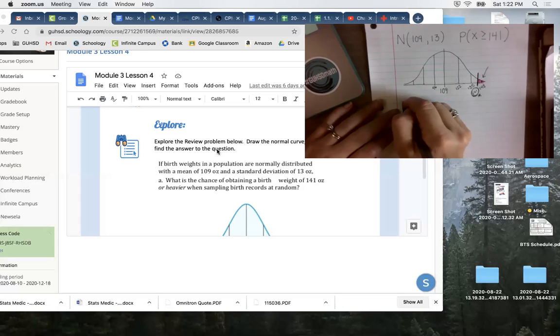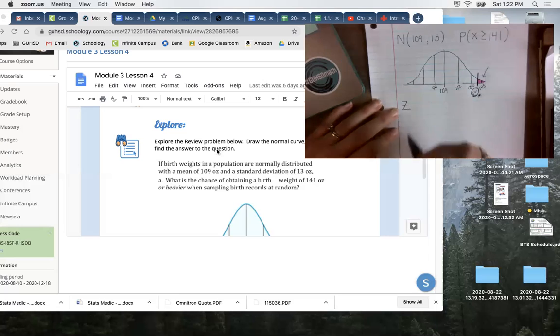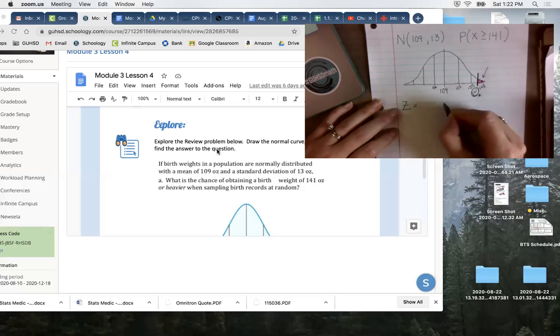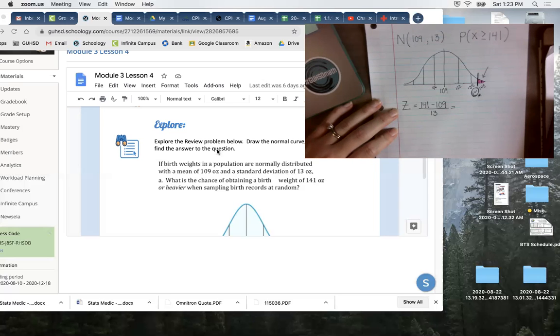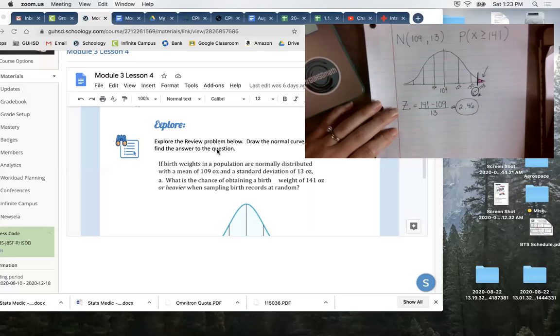So I have to find the z-score. Step 1 is done, draw it. Step 2 is done, color it. Step 3 is going to be to calculate my z-score. For my z-score, I have to take this distance from the mean, 141 minus my mean of 109, and divide by the standard deviation of 13. This is going to tell me how many standard deviations away this value is. So I take 141 minus 109, which is 32, and divide by 13. I get approximately 2.46 as my z-score.